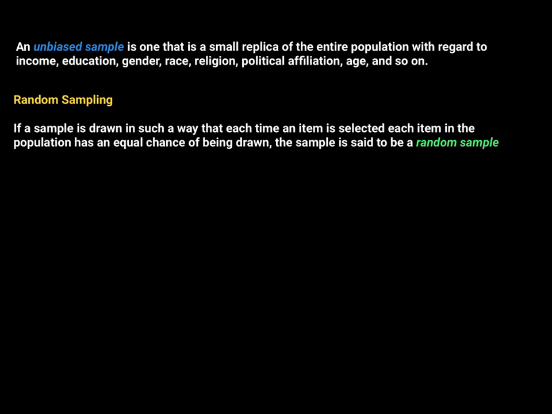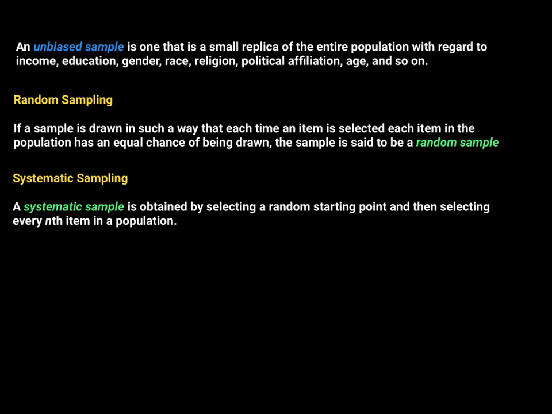If a sample is drawn in such a way that each time an item is selected, each item in the population has an equal chance of being drawn, then the sample is said to be a random sample. A systematic sample is obtained by selecting a random starting point and then selecting every nth item in a population. For example, in a factory producing bicycles using an assembly line, a systematic sample could be obtained by randomly selecting a bicycle and then selecting every 20th bicycle thereafter coming off the assembly line.